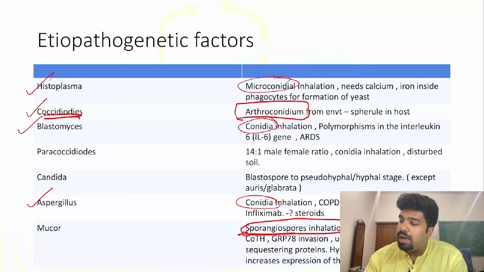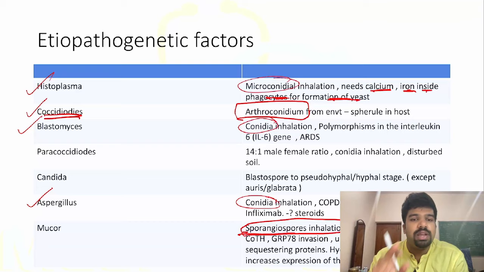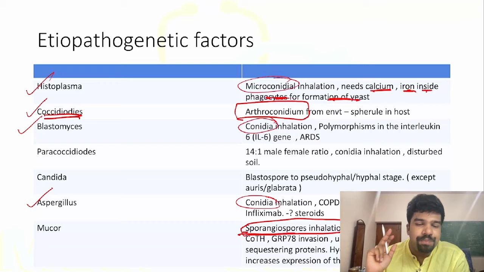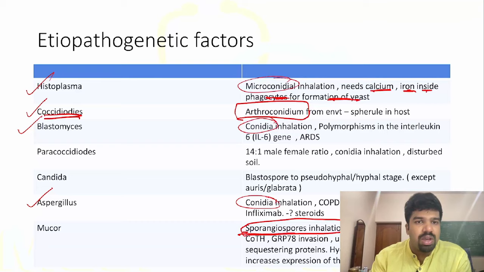Histoplasma needs calcium and iron inside the phagocytes for formation of yeast. Yeast has to be formed within the body. They are inhaled as conidia and become yeast inside the body. This requires a lot of calcium and iron, so it's also some kind of a siderophore in this respect. Coccidioides in the environment is an arthroconidium that gets inhaled. It forms a lot of spores and becomes a big spherule. This spherule is present inside the host. It's very important for you to know which is in the environment and which is in the body; that has to be delineated.